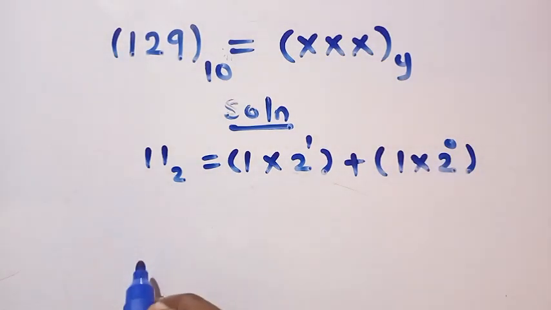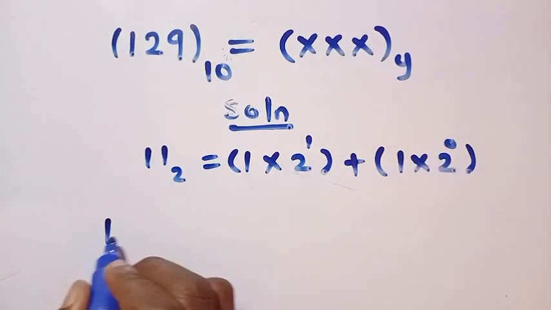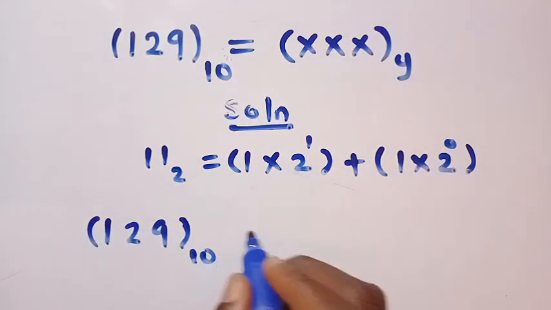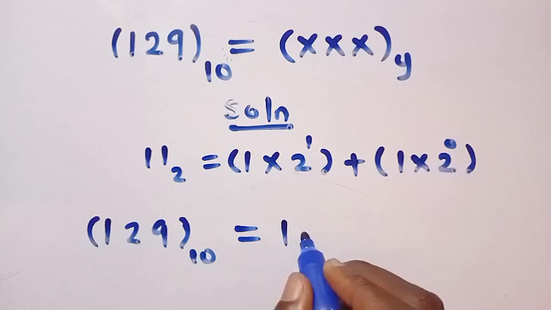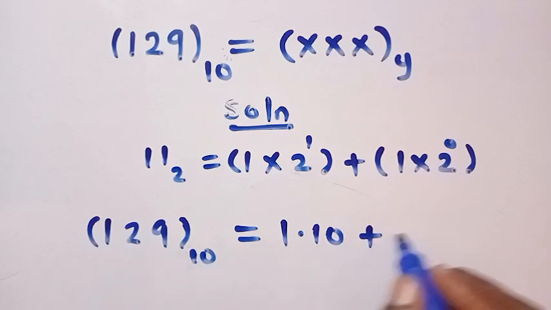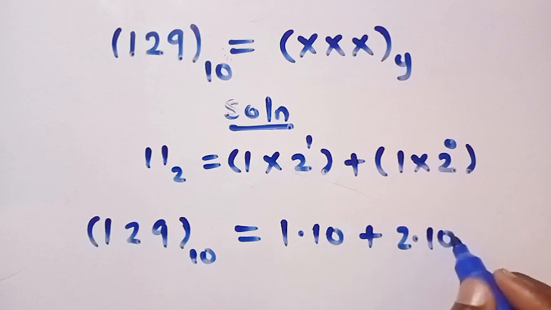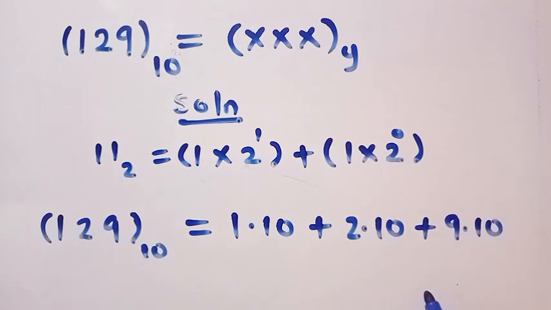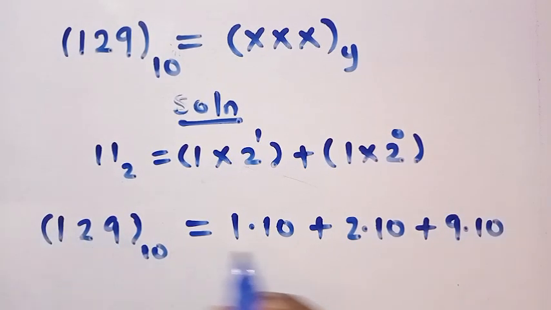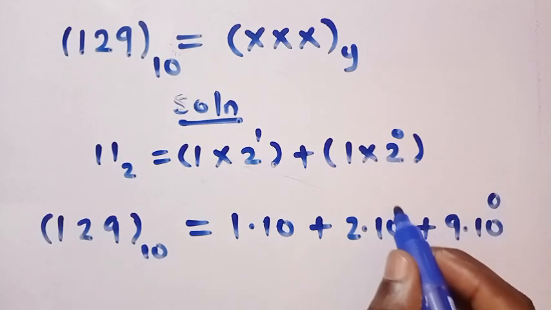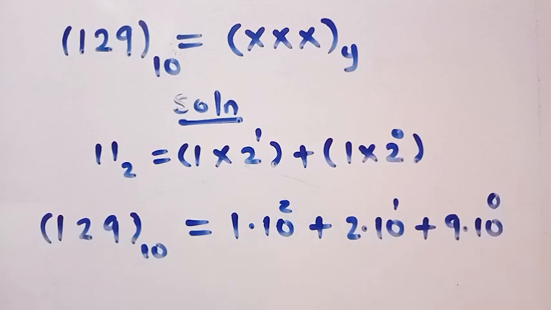That is, if you apply it to this given question, we have 129 in base 10. This shows that we are going to have 1 multiplied by 10, plus 2 multiplied by 10, plus the last one, which is 9 multiplied by 10. Then we have 3 numbers here, and we start the power of the base with 0, 1, and here is 2.